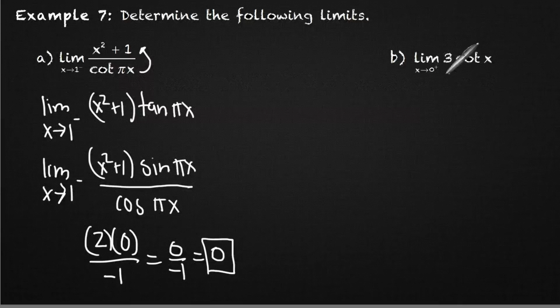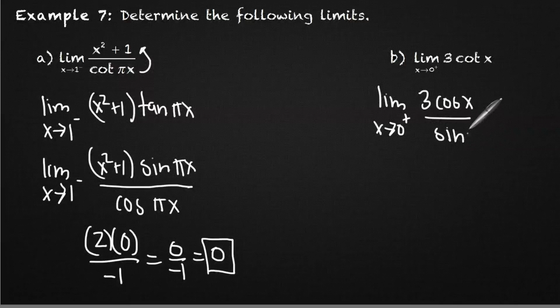All right, part B is a very similar problem. I'm going to rewrite this as the limit as x approaches 0 from the positive side of 3 cosine of x over sine of x. So now we have to really pay attention once again to which direction it's coming from. So I'm going to plug in 0.